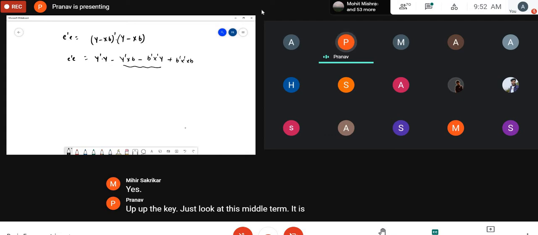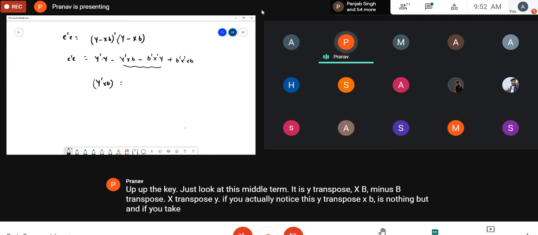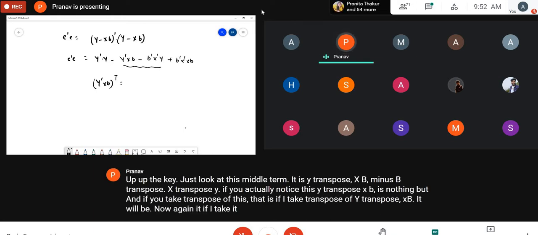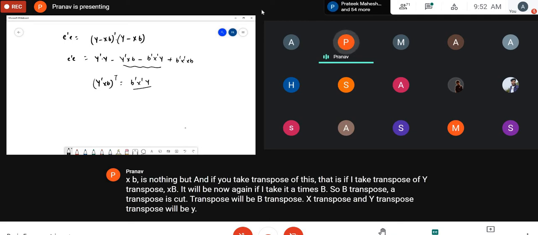It is Y transpose XB minus B transpose X transpose Y. Now, if you notice, this Y transpose XB, if I take its transpose, it will be, again taking A times B, B transpose A transpose. So its transpose will be B transpose X transpose, and the transpose of Y transpose will be Y. So Y transpose XB's transpose is exactly this term.